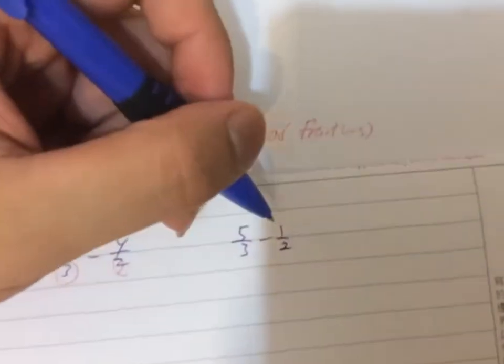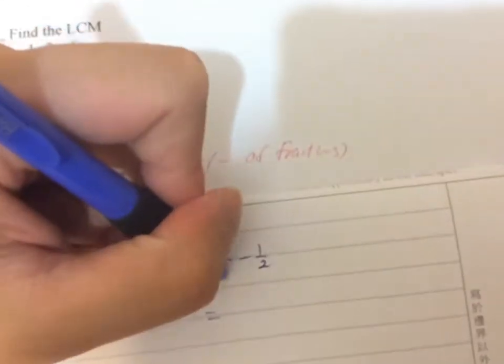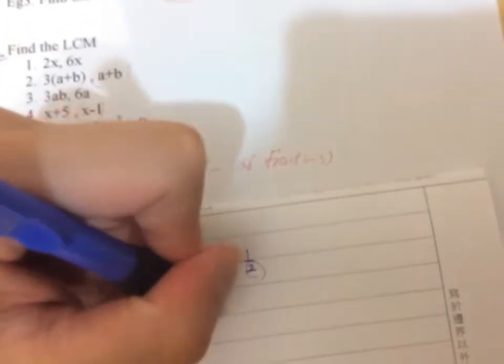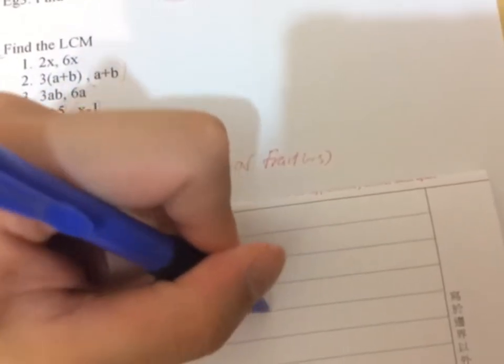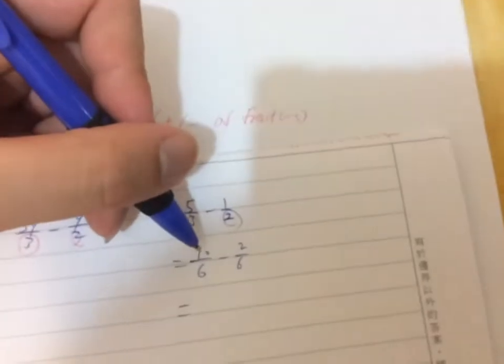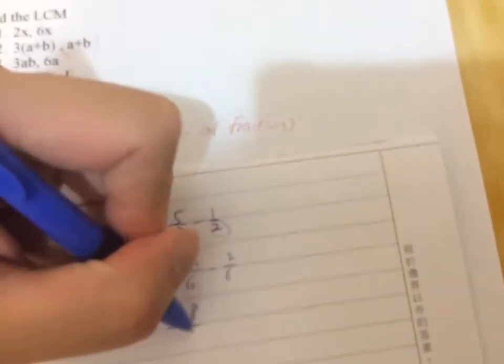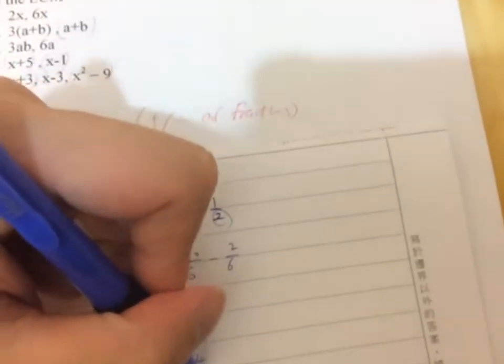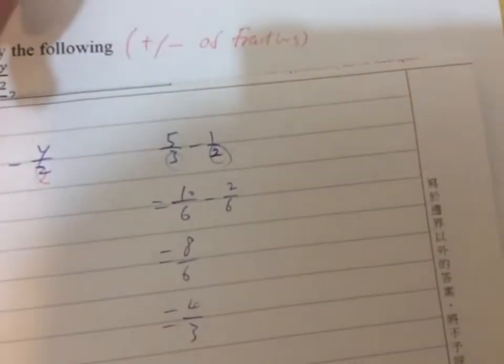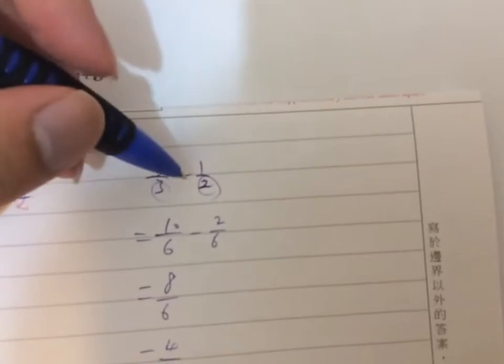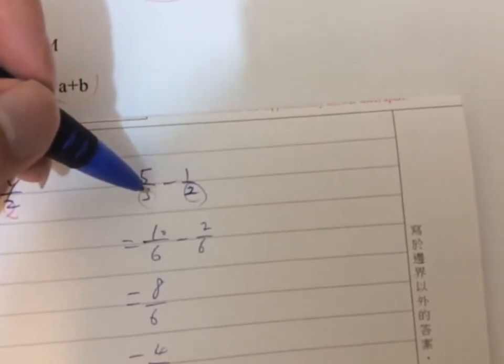For this one you need to change it to the same denominator, and then you can minus the numerator, and then you simplify it. No, I did something wrong. This one is 3. It's easy to make mistakes.